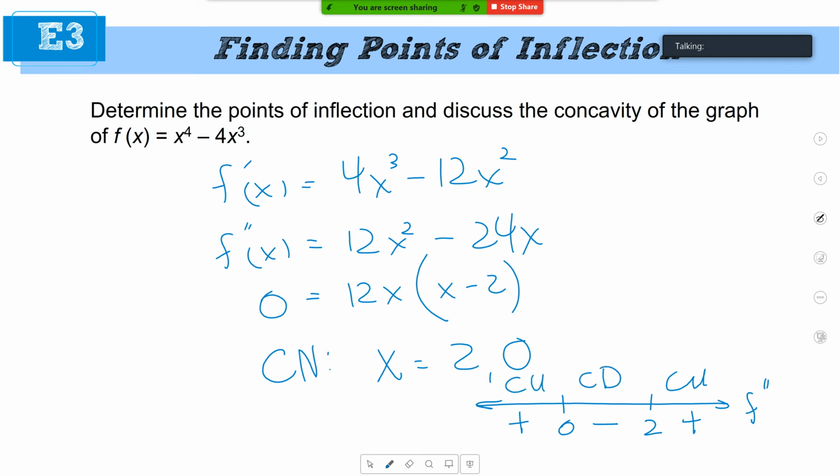Perfect. Okay, so we'll skip the, is it okay if we skip the interval stuff? I'm assuming you can all do that from the number line. I did want to comment, thank you, Danielle, that's perfect. I did want to comment on the transition from here to here.